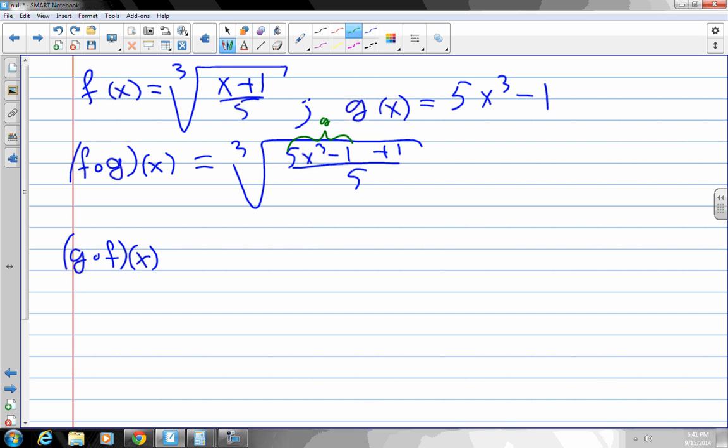So then we're going to simplify this. Negative 1 plus 1, they cancel. So that gives you a cube root of 5x cubed over 5. So then the 5's cancel. So that's a cube root of x cubed, which is x. Are you confident? Yes, okay. If it said square root of x squared instead of cube root of x cubed, if it was just a square root of x squared, would it still be x?